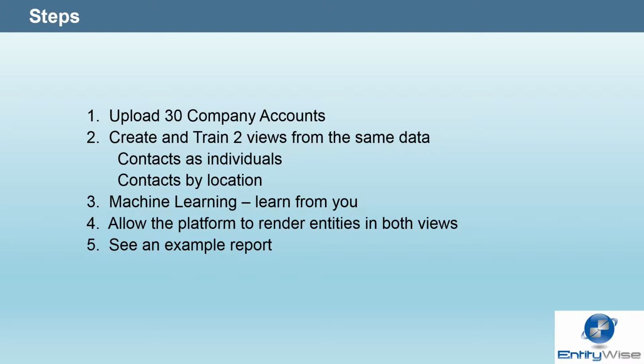We will upload 30 records and create 2 views of the same 30 records. Following the example data we just saw on the spreadsheet, we will first create an individual view, and secondly, we will create a view by location. The platform uses machine learning and is taught by you on how you would like to match both views. This allows for the highest match accuracy you will find on the market, including the multi-million-dollar enterprise vendors. Once the platform has learned from you, it will render the 2 views and display the results in a report.